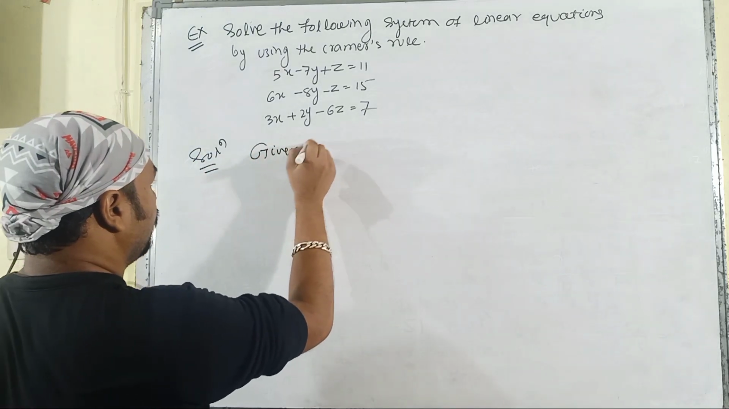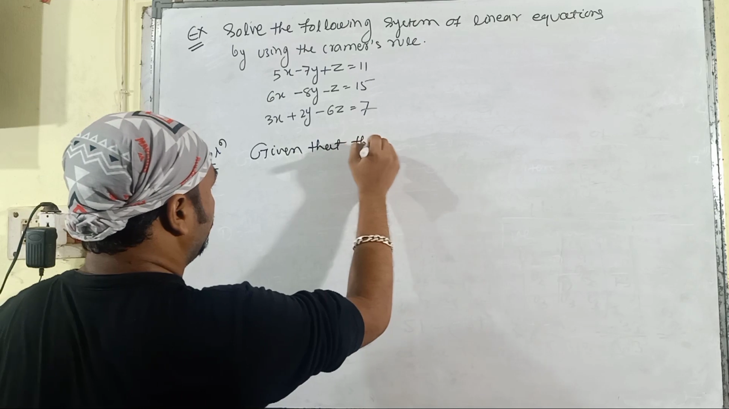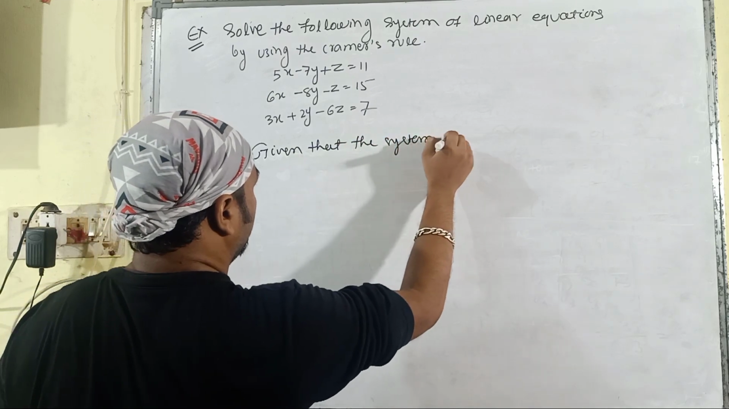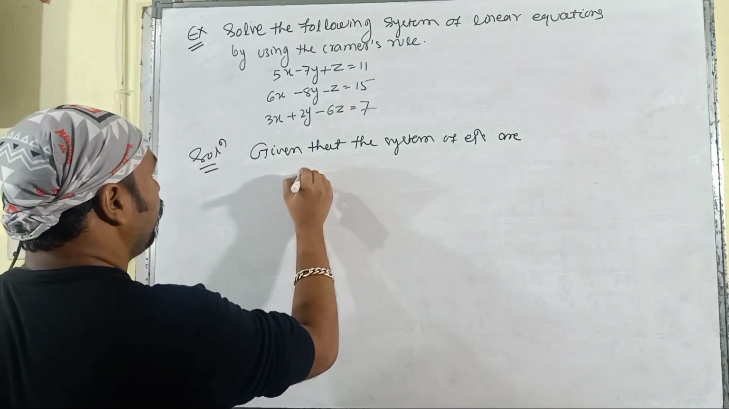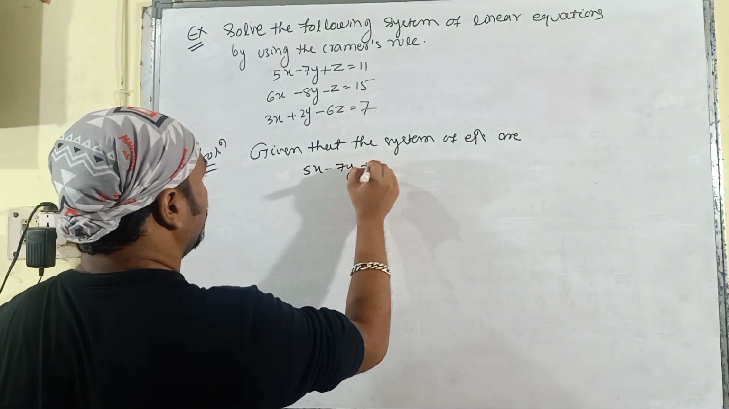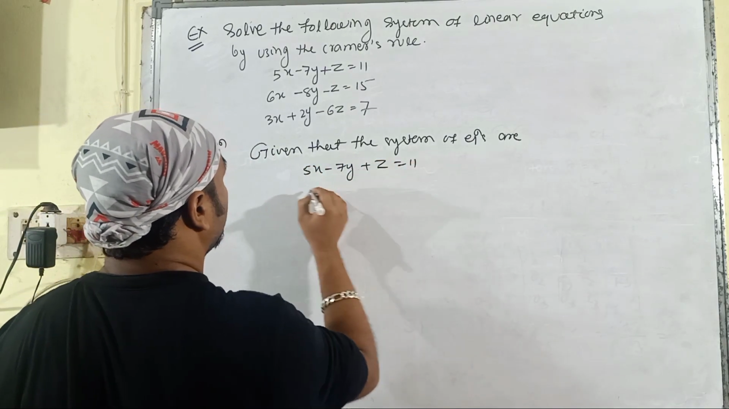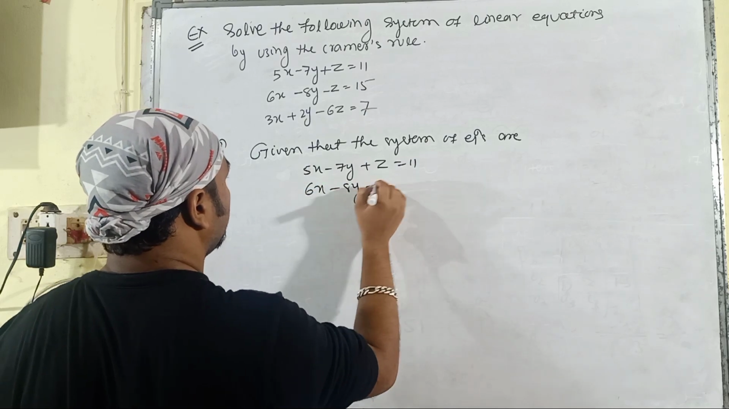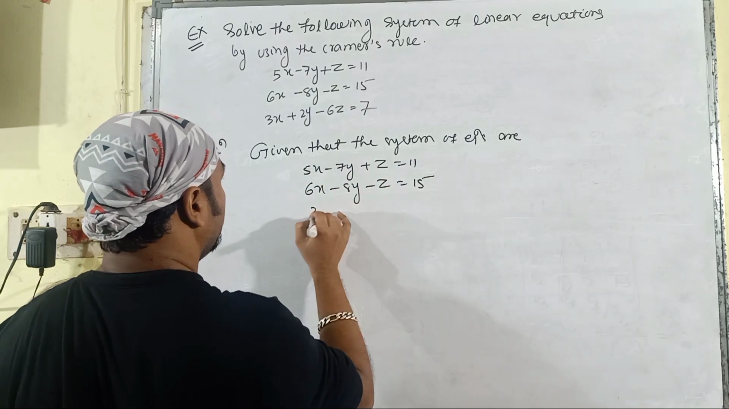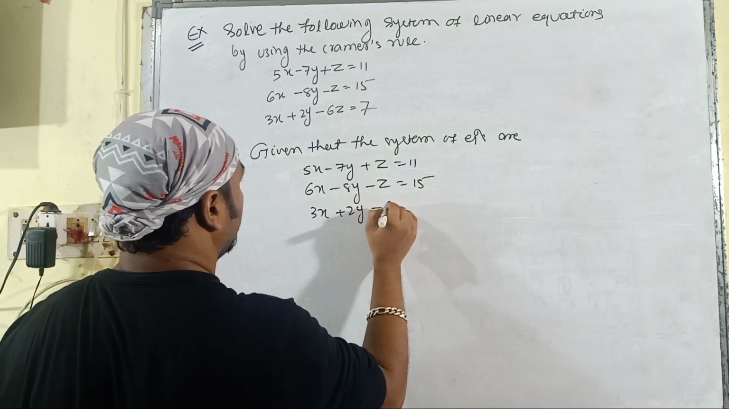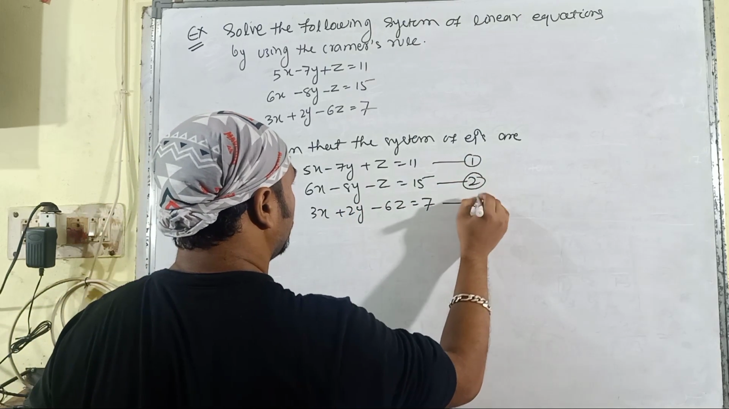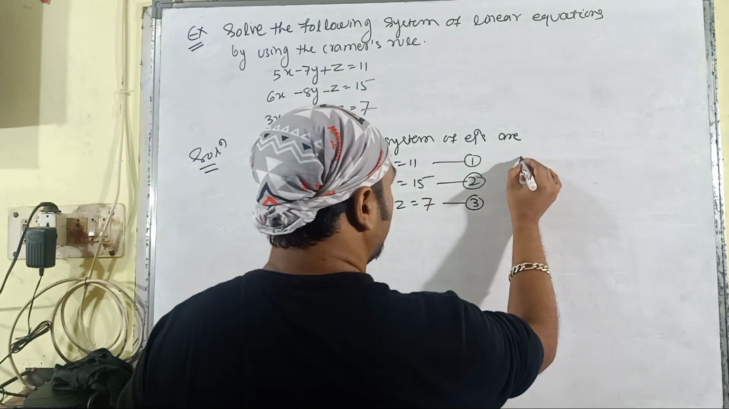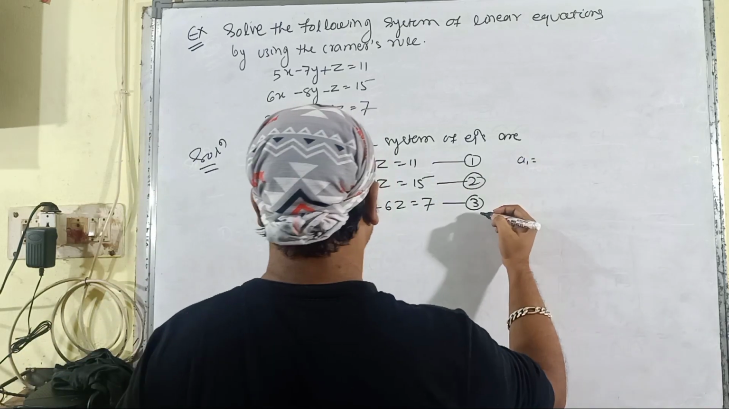Given that the system of equations are 5x minus 7y plus z is equal to 11, 6x minus 8y minus z is equal to 15, 3x plus 2y minus 6z is equal to 7. It is the first equation, this is the second equation, and this is the third equation. First of all, we have to write down here the values.